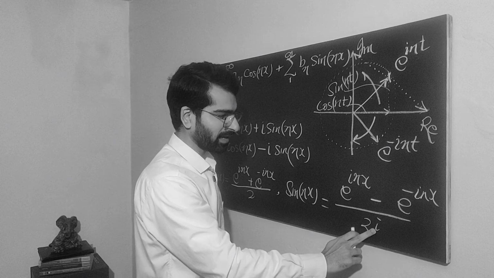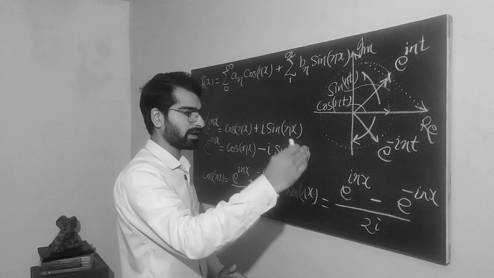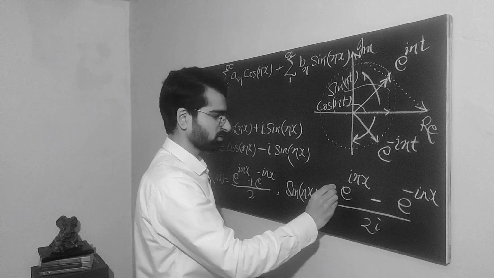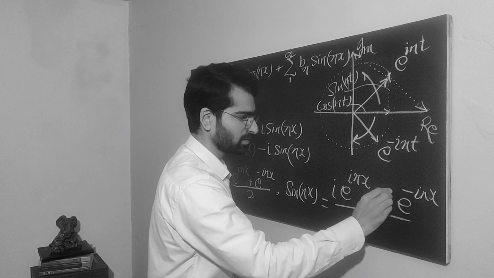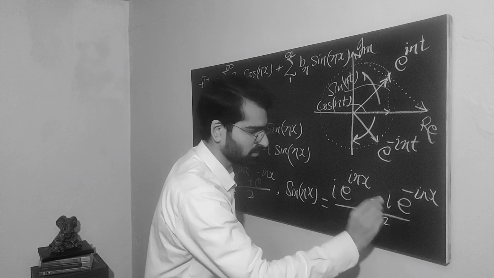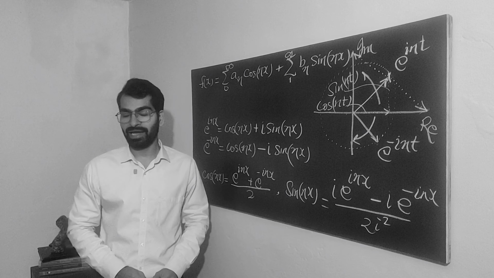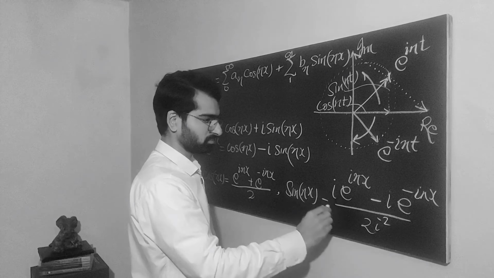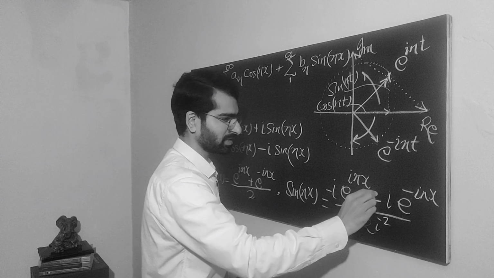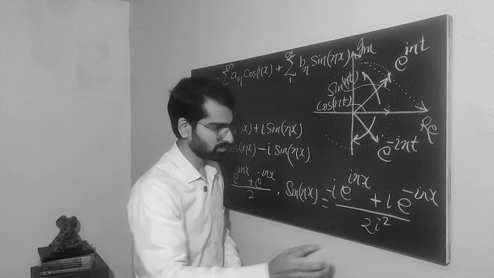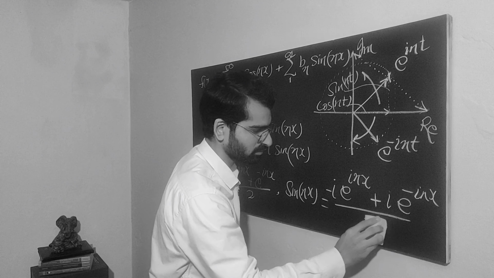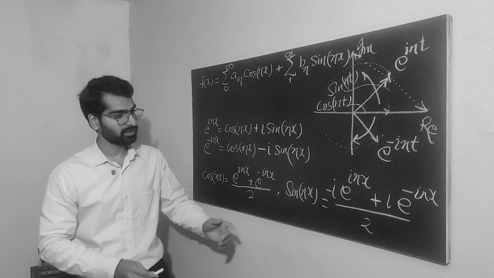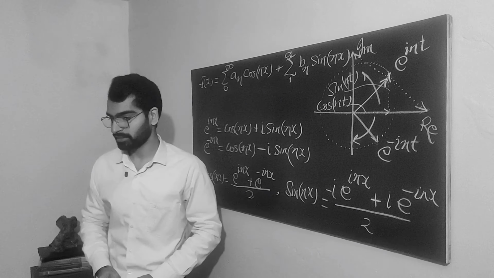I do not like this I downstairs, so I multiply by I upstairs and downstairs. So I multiply by I, it comes here, comes there, and this becomes I squared. And I squared is minus 1, right? So that minus sign comes here and this becomes plus. So now I can remove it. That's what I want it to have. I want I to be upstairs.